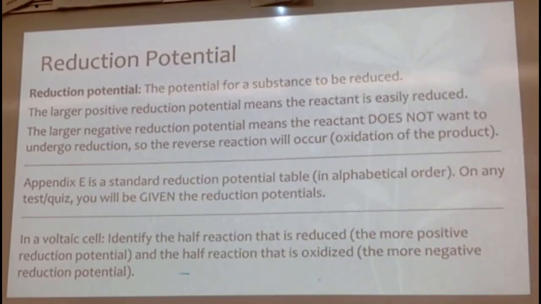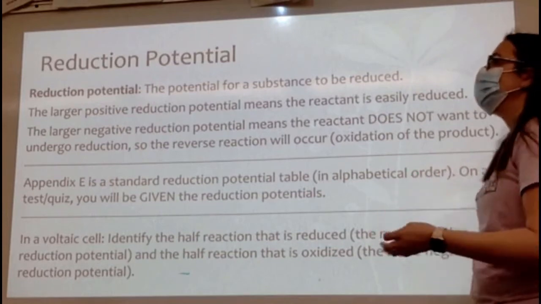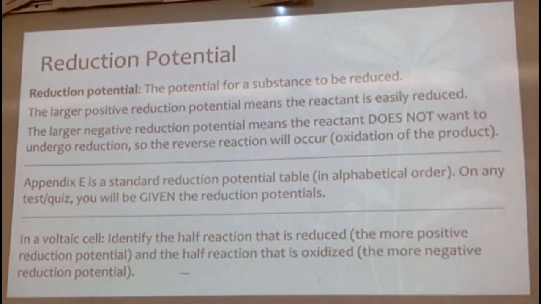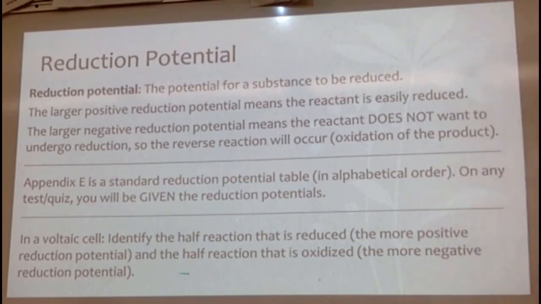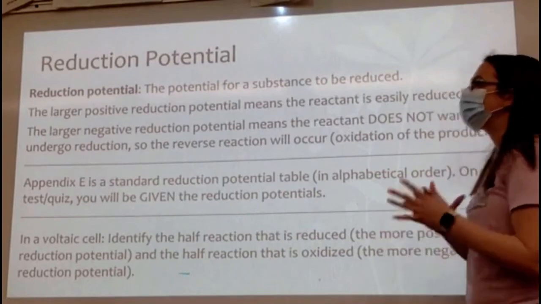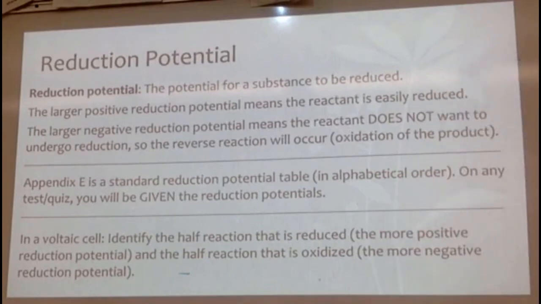Anytime you're given something on a question, and I'll show you what an AP question would look like, you're not going to have Appendix E on tests or quizzes, but you're not going to need it because they will give you the reduction potentials. You just have to remember that those are the values, the potentials for something to be reduced.